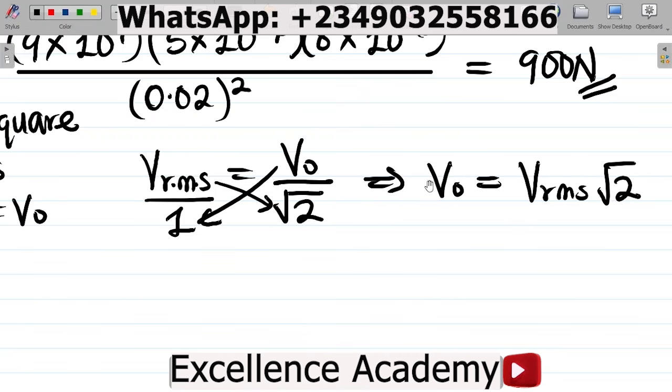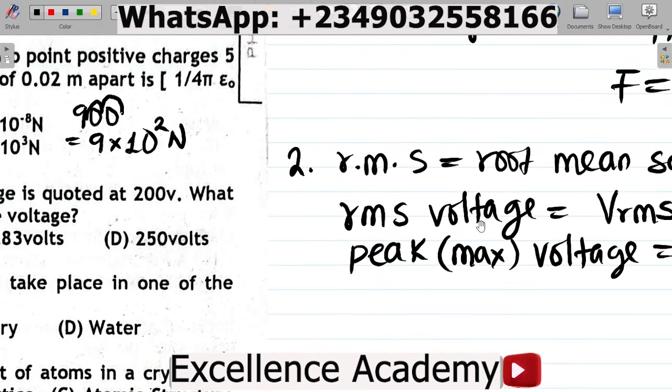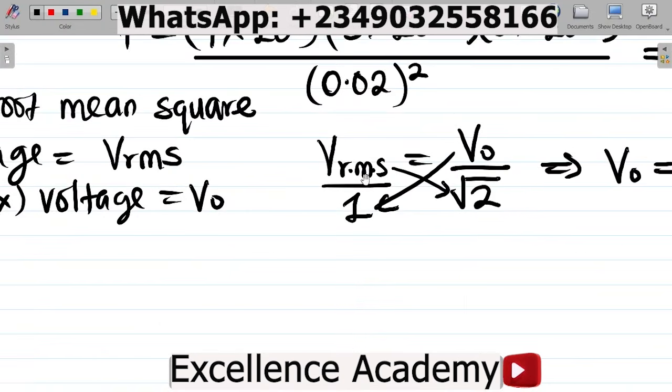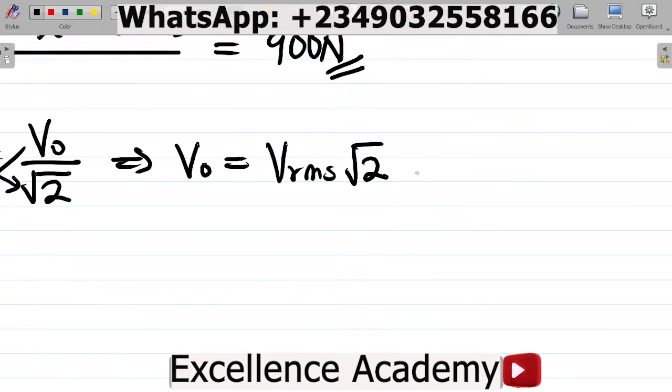So to get the peak voltage, simply multiply the RMS voltage by square root of 2. So let's see. The value of the RMS is 200. So it becomes 200 times root 2, and that's equal to 200 root 2. All right, let's punch this. 200 root 2. What's your value?